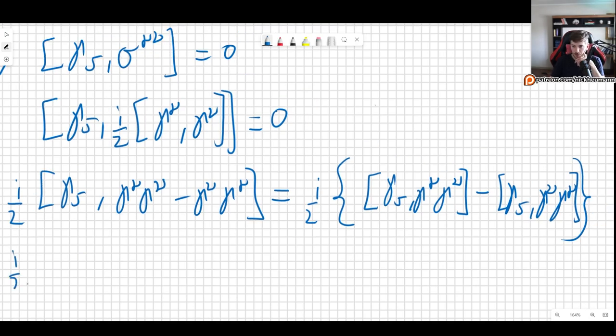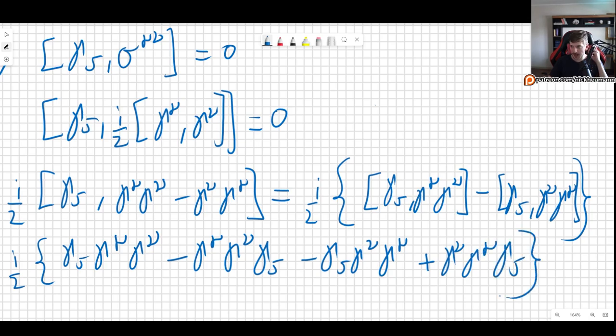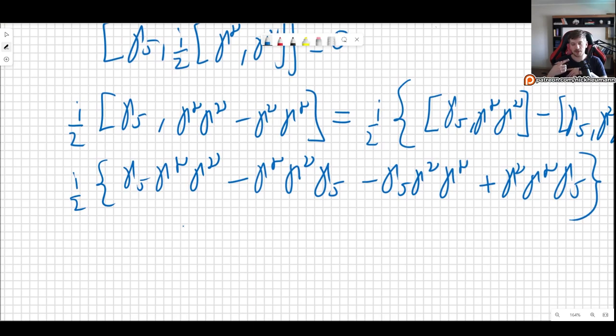So now let's just multiply it through. So we get i over 2, and then we have gamma 5 gamma mu gamma nu, minus gamma mu gamma nu gamma 5, and then we have minus gamma 5 gamma nu gamma mu, minus minus, so plus, gamma nu gamma mu gamma 5. But keep in mind, as we just saw, that gamma 5 and any gamma mu anti-commute. And by mu, I mean any in general. It doesn't matter if you now called it nu. It anti-commutes with gamma mu and gamma nu and gamma rho and gamma lambda. It's the same with any gamma.